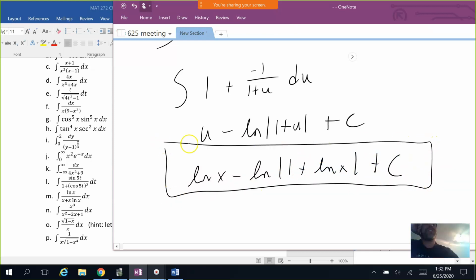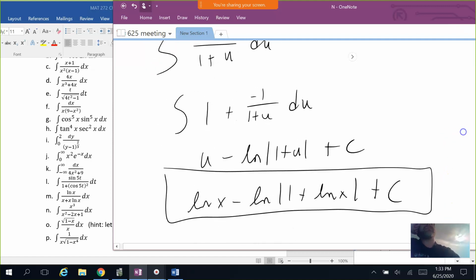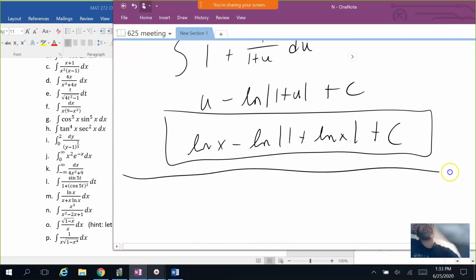Oh, that was a cool question. All right, I like that question a lot. That was fun. Very rarely do you see natural log inside of a natural log. All right, but was that okay? Does that make sense? That's section 1 stuff. I mean, it's just a U substitution, a kind of a cool one. Any questions yet?